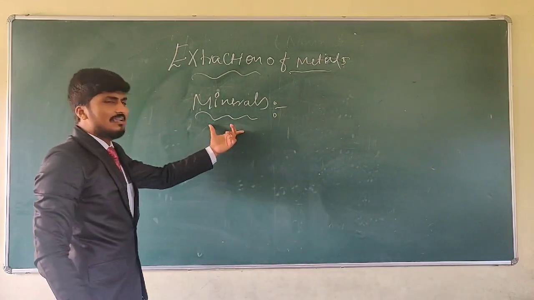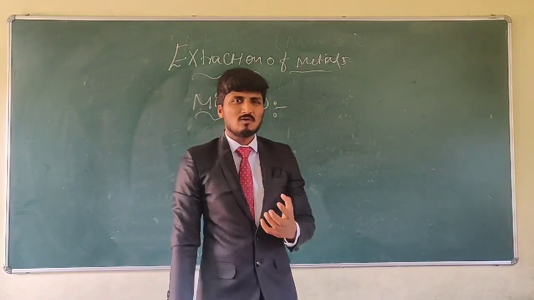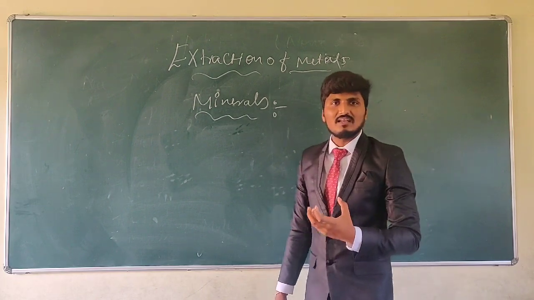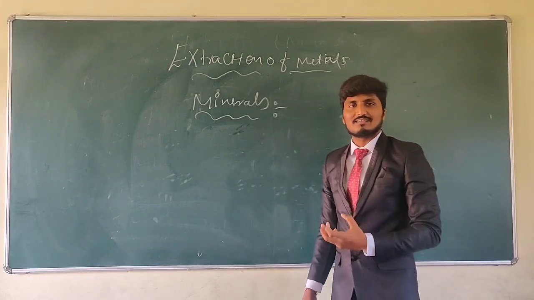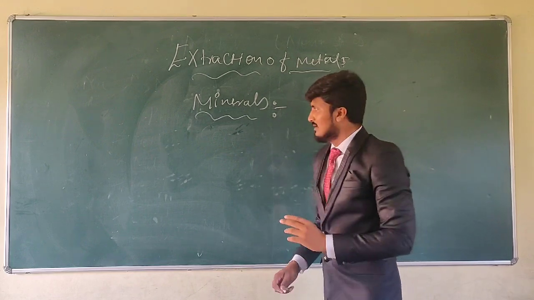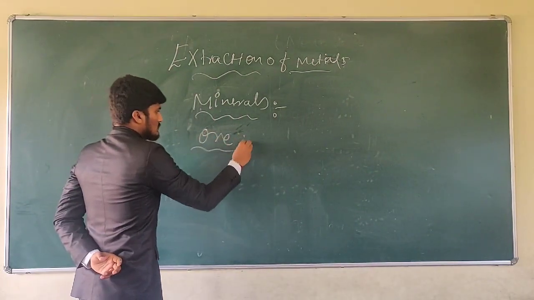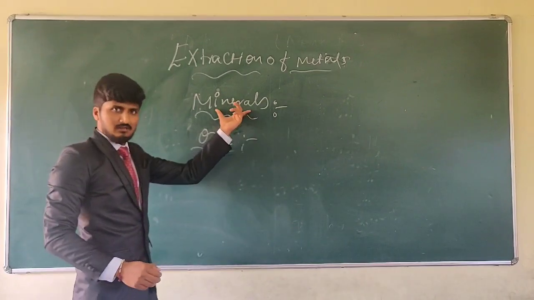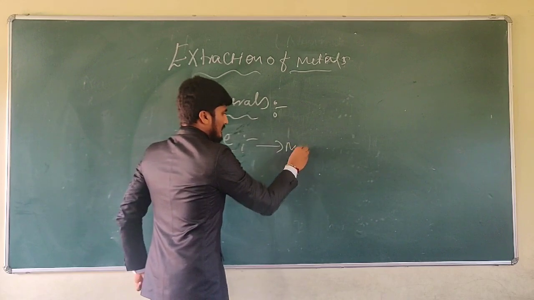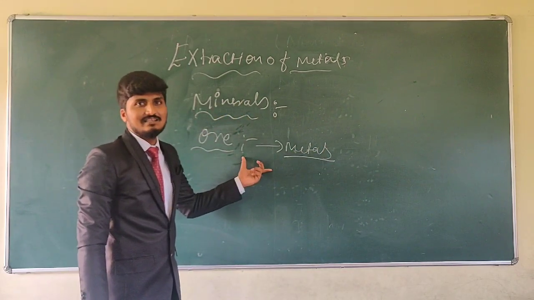Mineral is a naturally occurring substance from which we are going to extract the metallic ore, from which we need to extract the metal. So from the mineral we are going to get an ore. So what is ore? Ore is a mineral from which we are going to extract the metal profitably or economically and easily.